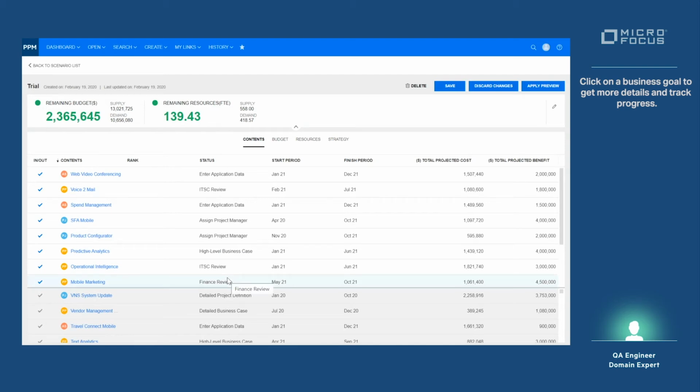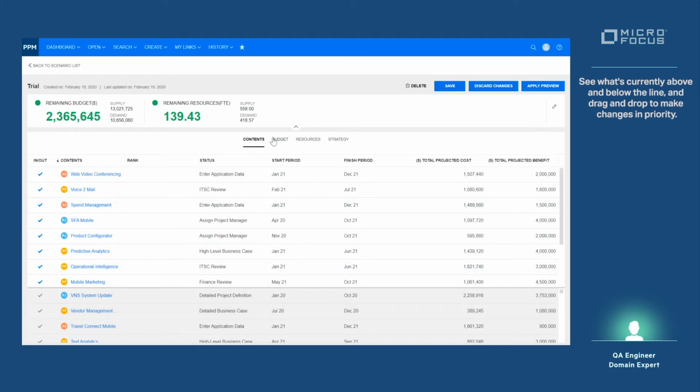Now, I have a scenario here called the trial scenario that I've already created. And as you can see, highlighted in the white area here are all the works that are included in the portfolio, all the different projects and programs and proposed pieces of work. And below that in grey, all of the items that have been excluded from the portfolio.